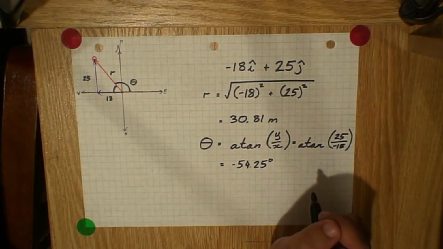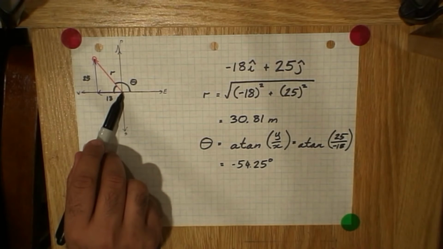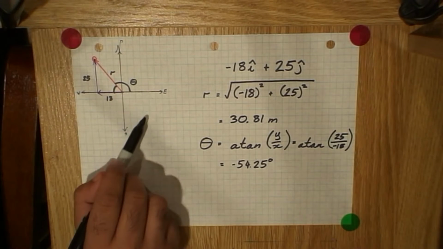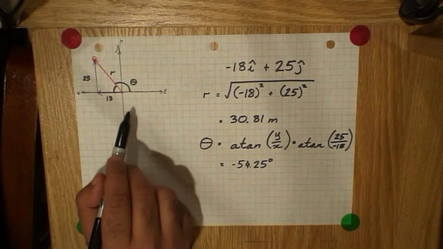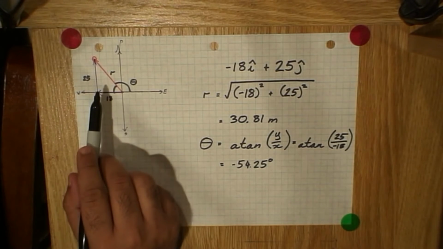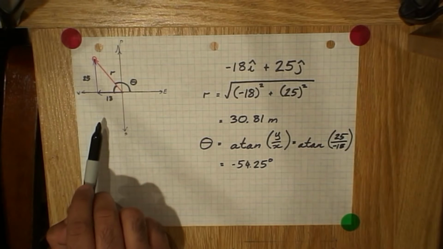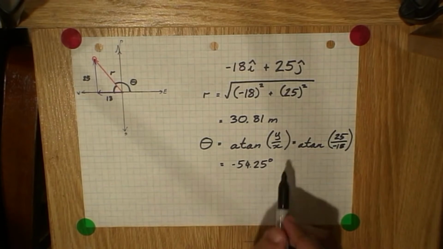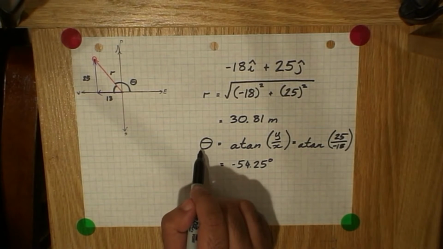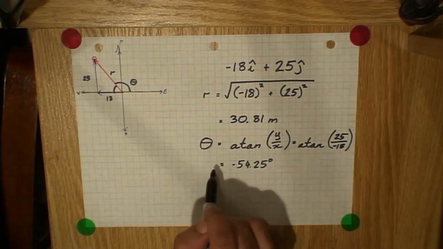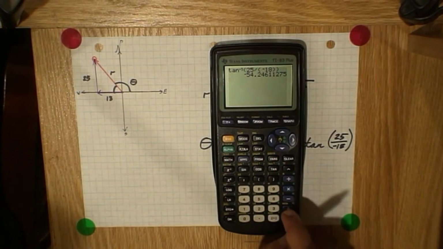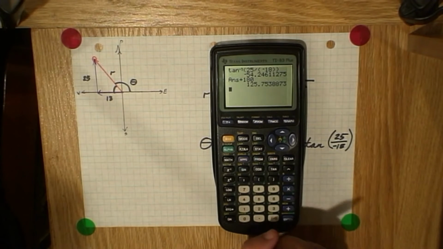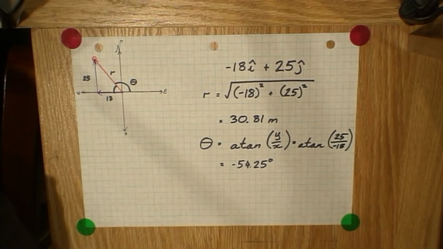Now, you'll notice the problem. Negative 54.25 points off in this direction, below the x-axis, below east. So we have to remember our rule. Any vector that points in the second or third quadrants has to have 180 added to this theta that you get from this equation. So add 180 and we get 125.75, and this is the value of theta.